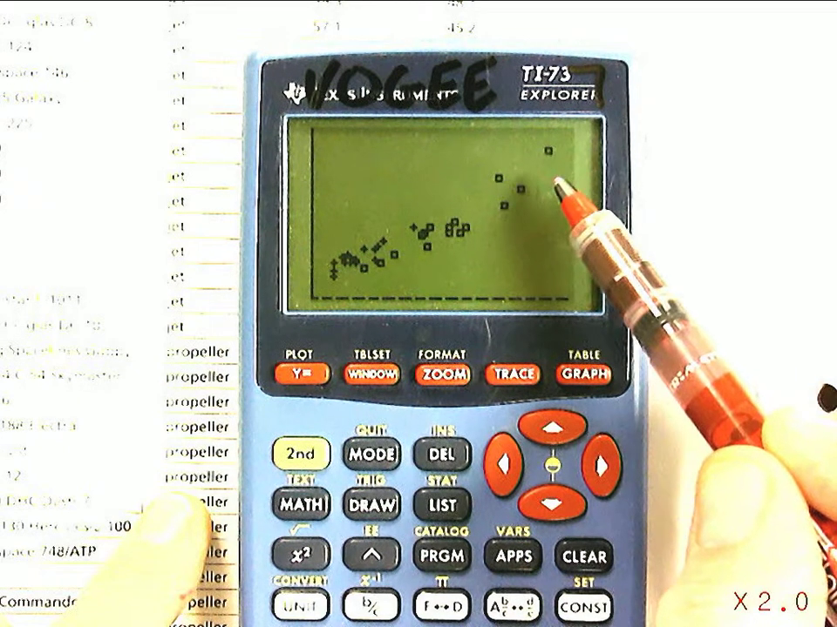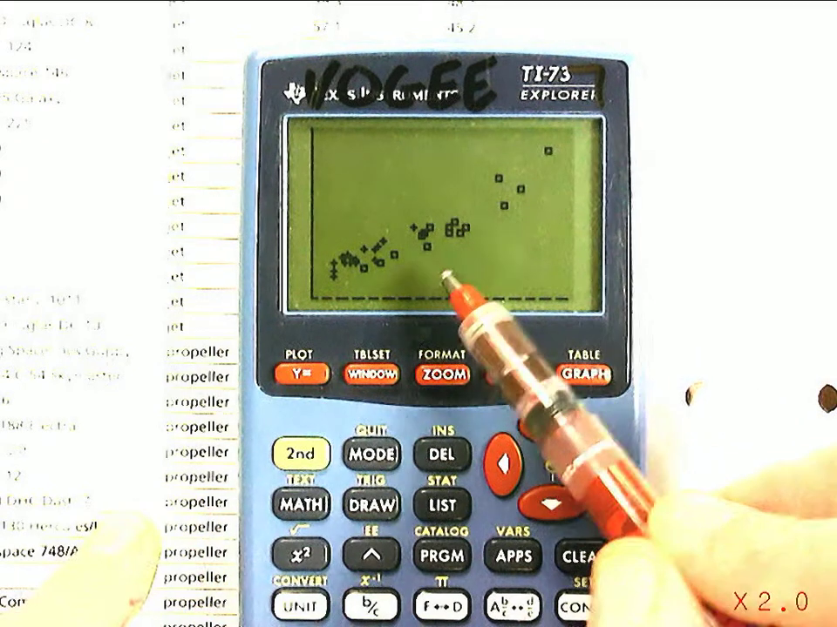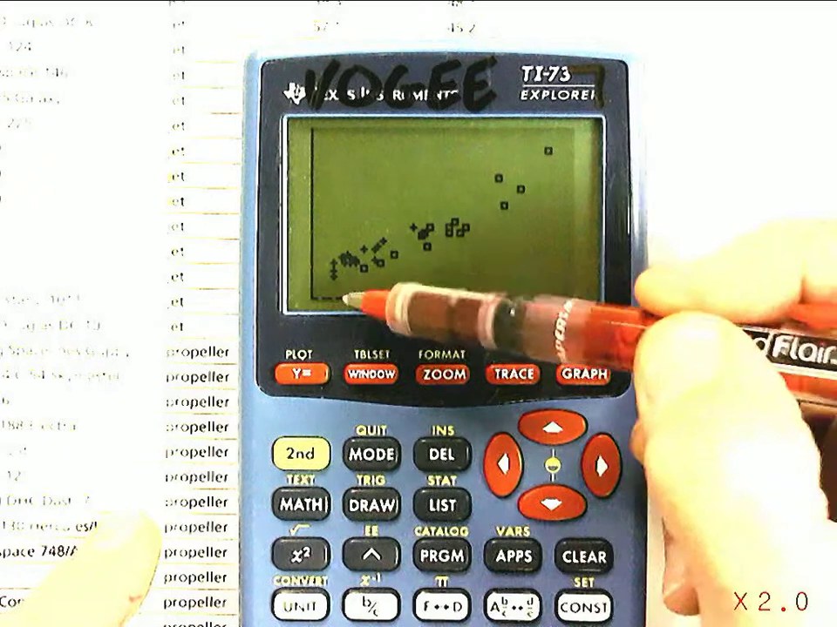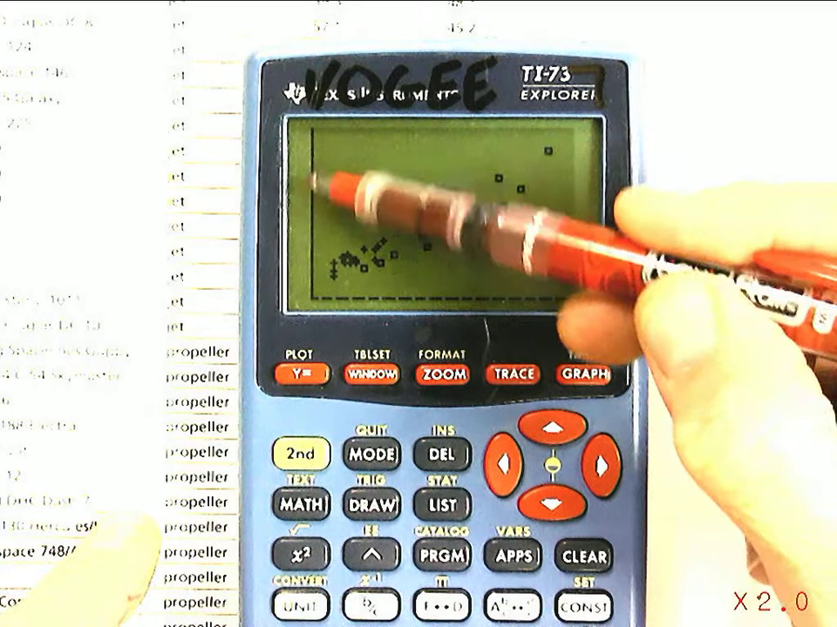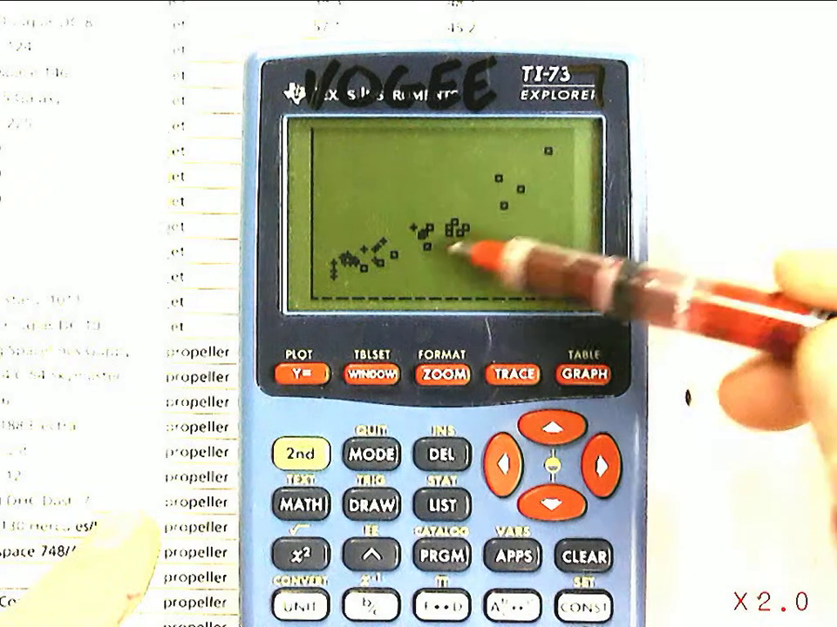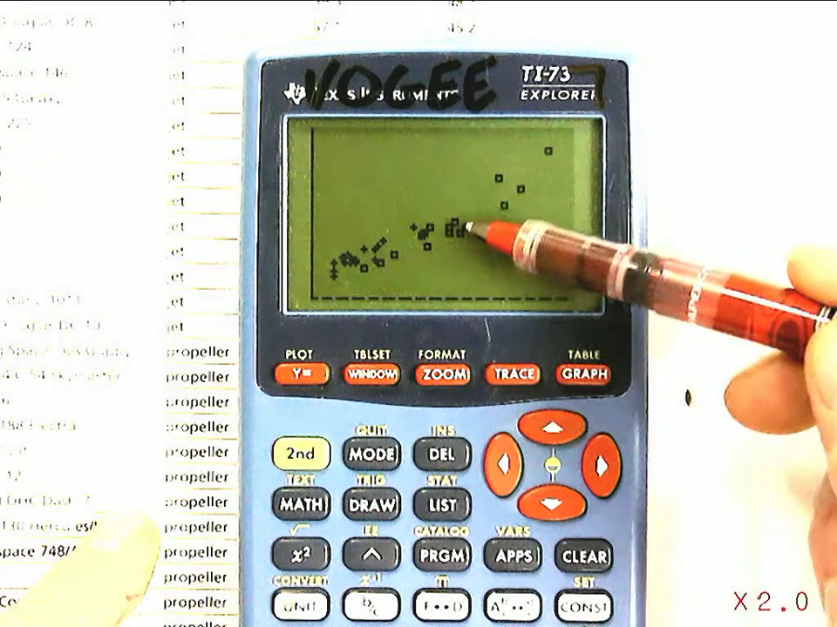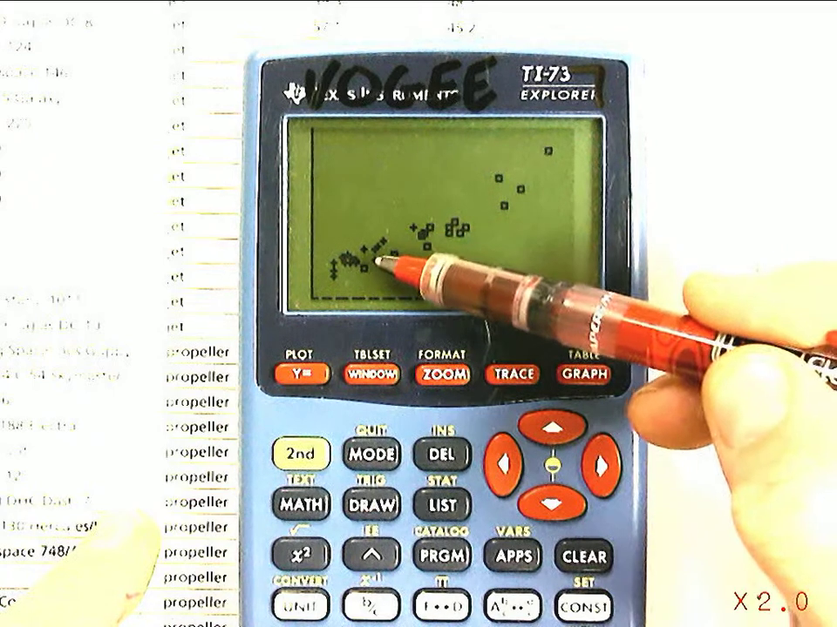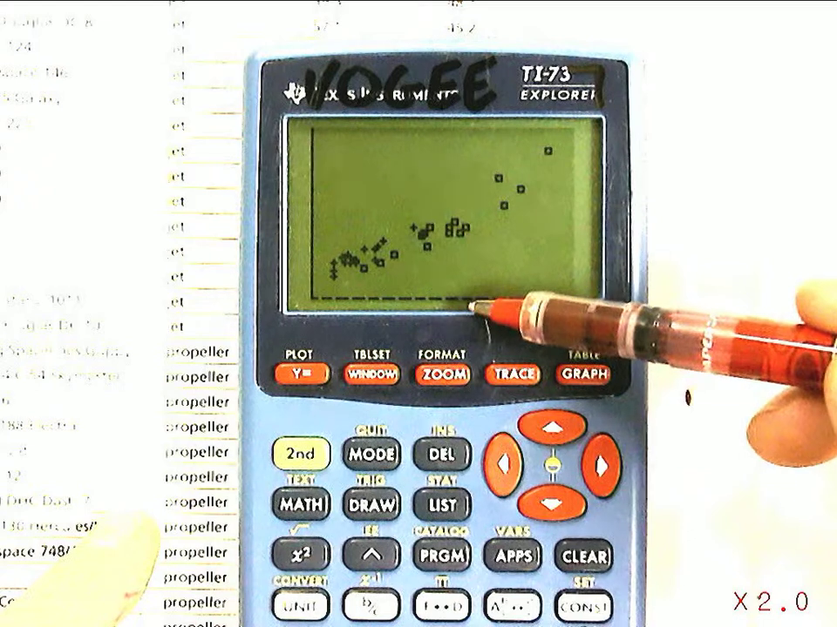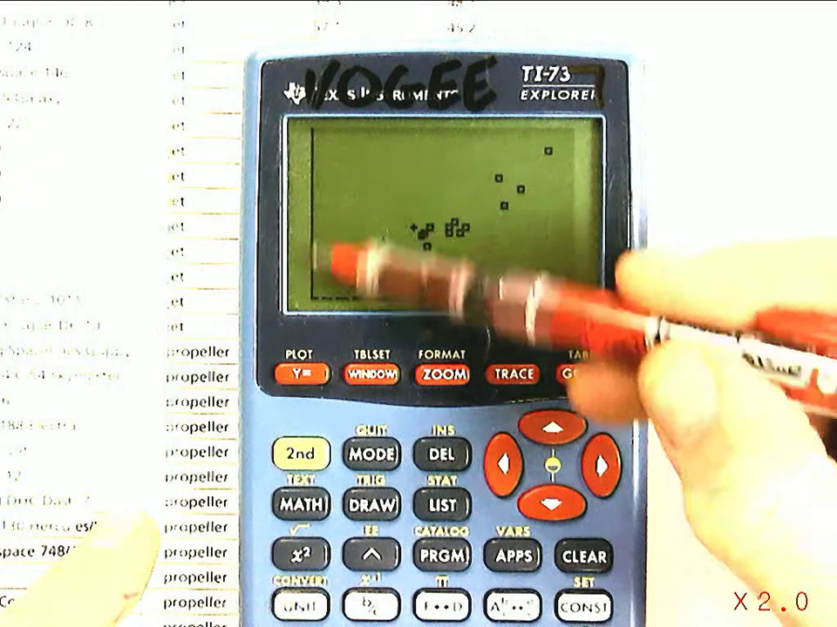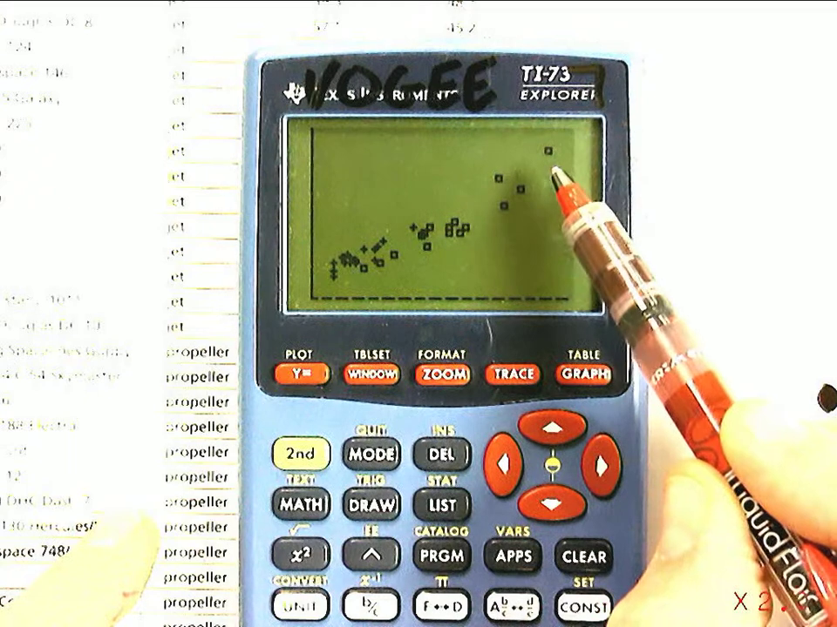And really all that's showing you is that as the body length increases, so does the wingspan, and you have jet planes of all different sizes and your propeller planes of all different sizes. And so as the body length increases, so does the wingspan, and in a fairly regular manner.